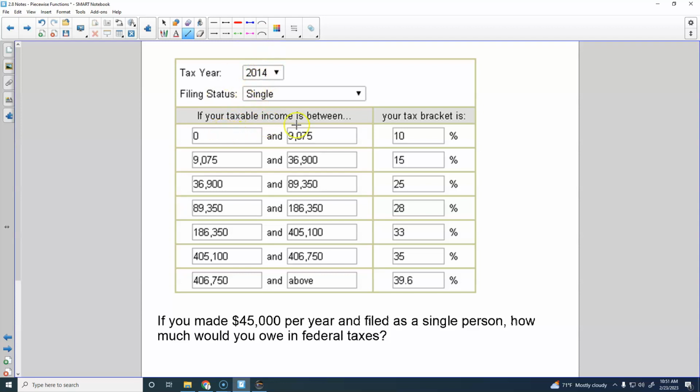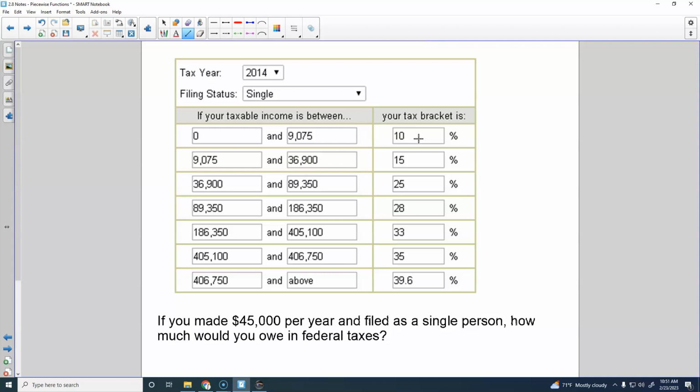But if you were just a single person, if you made between $0 and $9,075, they charge you 10% of whatever you make. So if you make $8,000, you have to pay $800 in federal taxes.